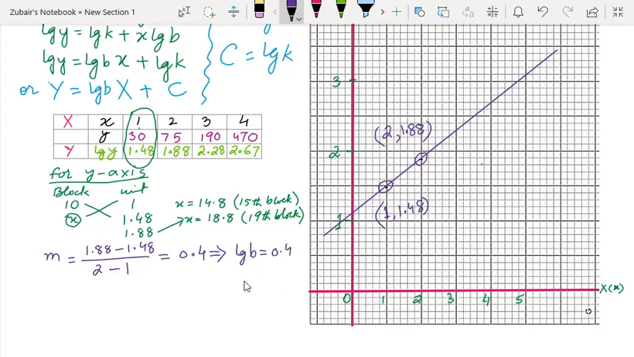So here we can find the value of B by using the anti-log. B is equal to 10 power 0.4. B is equal to 10 power 0.4.